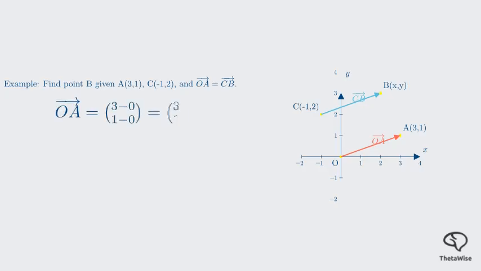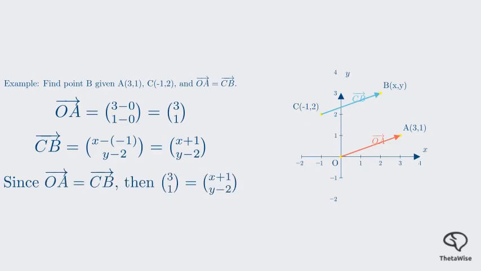Now we write vector CB. Let's assume the coordinates of B are (x, y). The components of vector CB are the x-coordinate of B minus the x-coordinate of C and the y-coordinate of B minus the y-coordinate of C. This gives us the vector expression for CB. The problem states these 2 vectors are equal. Therefore, their corresponding components must be equal.